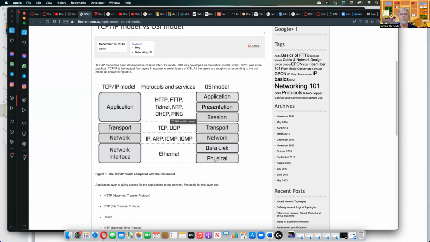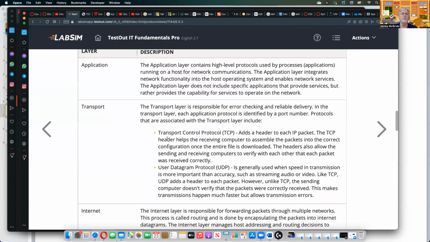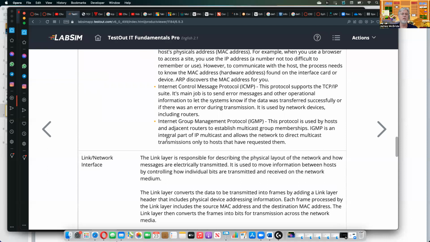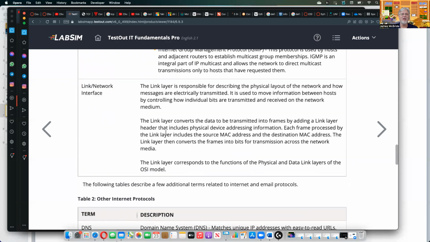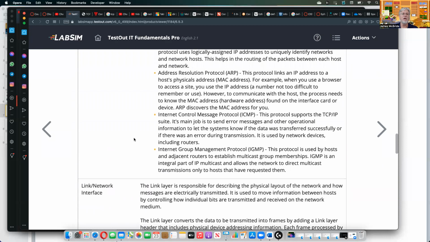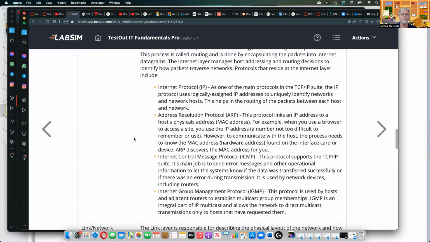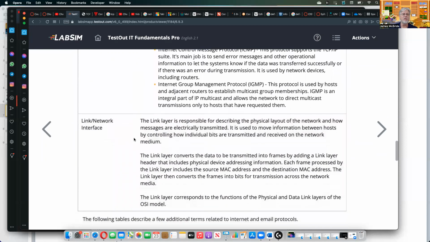And the OSI model breaks it down even further. I don't believe they get into that. Nope, they don't. And so we're not going to get into the OSI model here either, but it breaks it down even further. And the OSI model is usually how people talk, but the TCP/IP model is a little easier to understand. It's how TCP/IP actually functions.